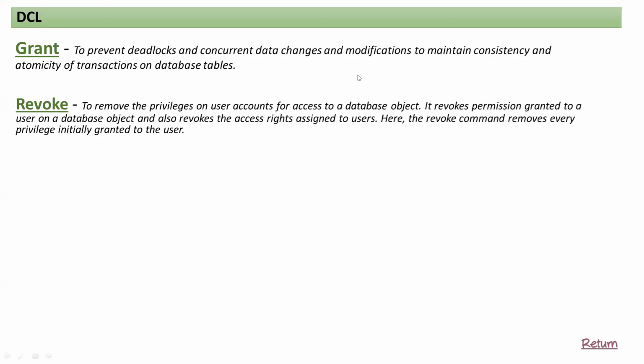So to prevent deadlock and concurrent data changes and modification, to maintain consistency and atomicity of transactions on database tables. Revoke, on the other hand, is to remove the privilege of a user account for access to a database object. It revokes permission granted to a user on a database object and also revokes the access rights assigned to a user. Here the revoke command removes every privilege initially granted to the user.